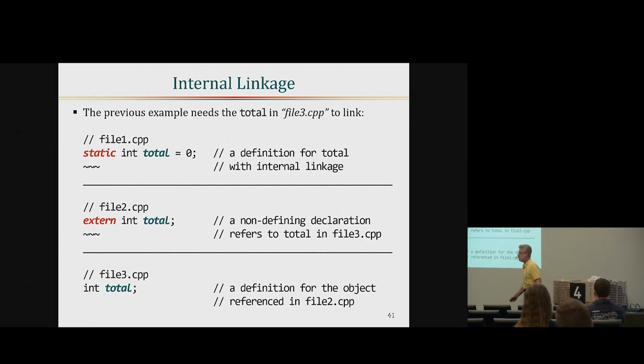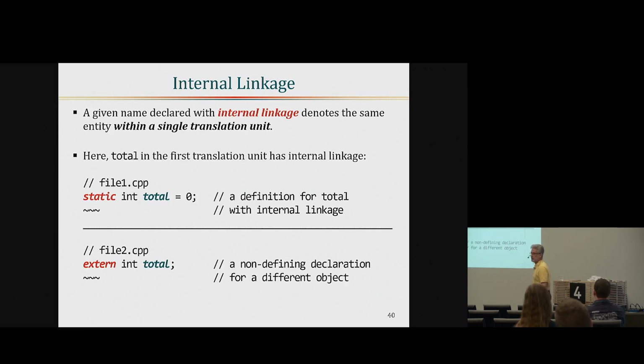So if you try to build this program, because of the unsatisfied reference in file 2, you would probably get a link error. At link time, it would say, I don't see a definition for total to satisfy that. And you say, well, can it get it out of file 1? The answer is no, because that total does not have external linkage.